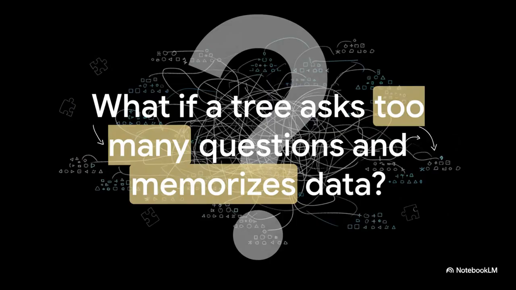But this does leave us with one last, really interesting question. What happens when a tree gets too good at asking questions? What if it gets so complex that it asks a million tiny specific questions, and instead of learning the real pattern in the data, it just ends up memorizing every single example it was shown? Well, that's a problem for another day.